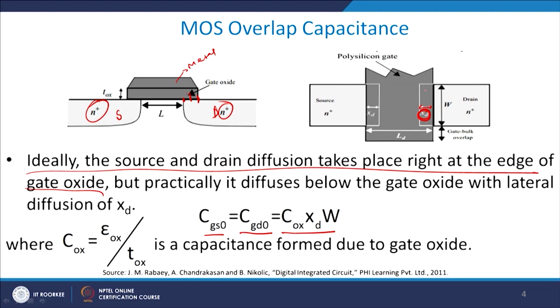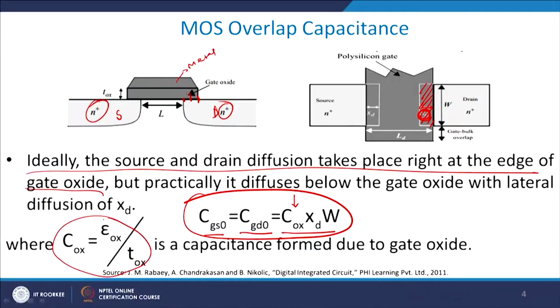So, W into xd is the area under the overlap region. This multiplied by the capacitance per unit area, C oxide, which is over it, will give you the value of CgSO and CgDO, right. CgSO and CgDO mean gate to source and gate to drain overlap capacitances, and this is gate to bulk overlap, and this is gate to drain overlap, and this is gate to source overlap, right.